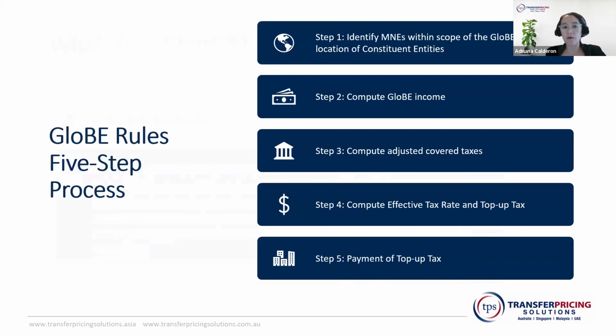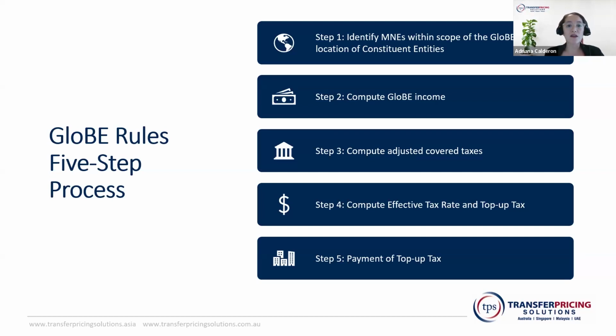Okay, so to make it somewhat simpler, given that we only have an hour today, we have divided it into 5 steps that are relevant when it comes to understanding the application of the GLOBE rules. I'm going to be going through each of these 5 steps. Following that, Honchon is going to come in and talk to us about other very relevant aspects of GLOBE to take into consideration. So step 1 is identifying the multinational company that is within the scope of GLOBE rules.